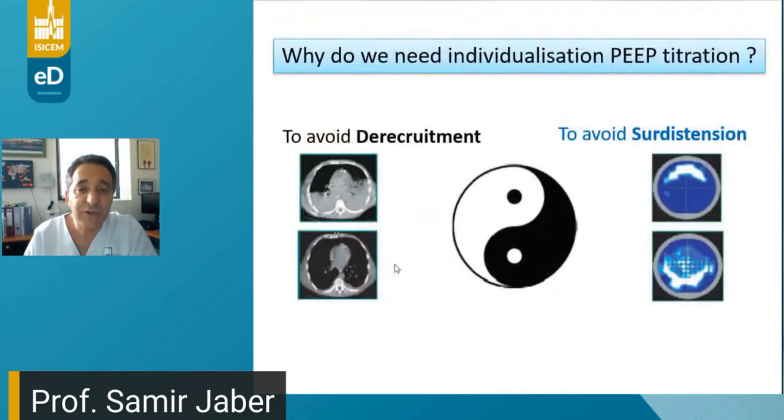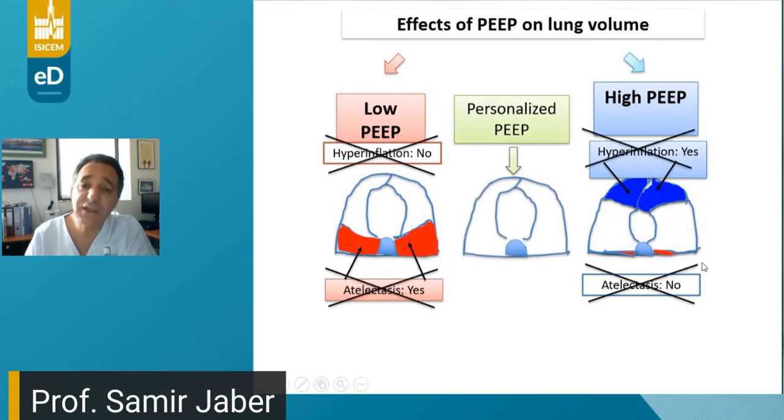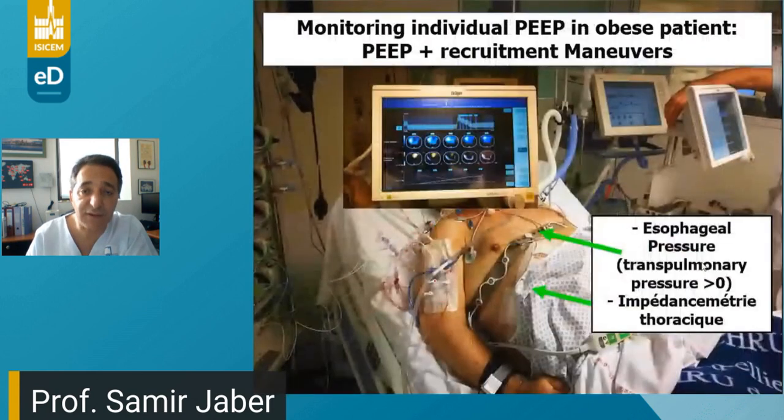So, pressures. What pressures could be of interest? The major concept for lung protective ventilation in patients is to try to avoid derecruitment and to avoid overdistension. As you know, if you use a low PEEP, you have probably no hyperinflation, but you have development of atelectasis. In contrast, when you have a high PEEP, the risk is to have hyperinflation like this, but probably no atelectasis. So probably each patient should have an individualized PEEP, which is called personalized medicine.